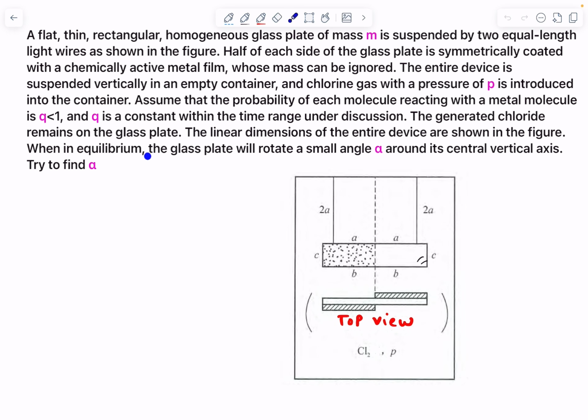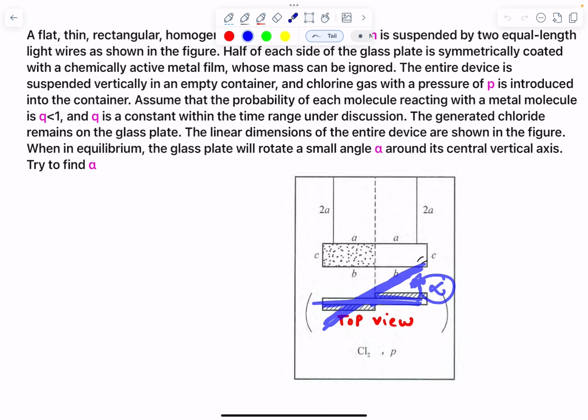Now when in equilibrium, the glass plate will rotate a small angle alpha around its central vertical axis. So we have to find alpha. This is that central vertical axis, and they are saying it rotates about this axis. From the top view, the entire glass plate rotates something like this, and this angle alpha is what we have to find. Okay guys, so give this problem a try, and then check out the solution.